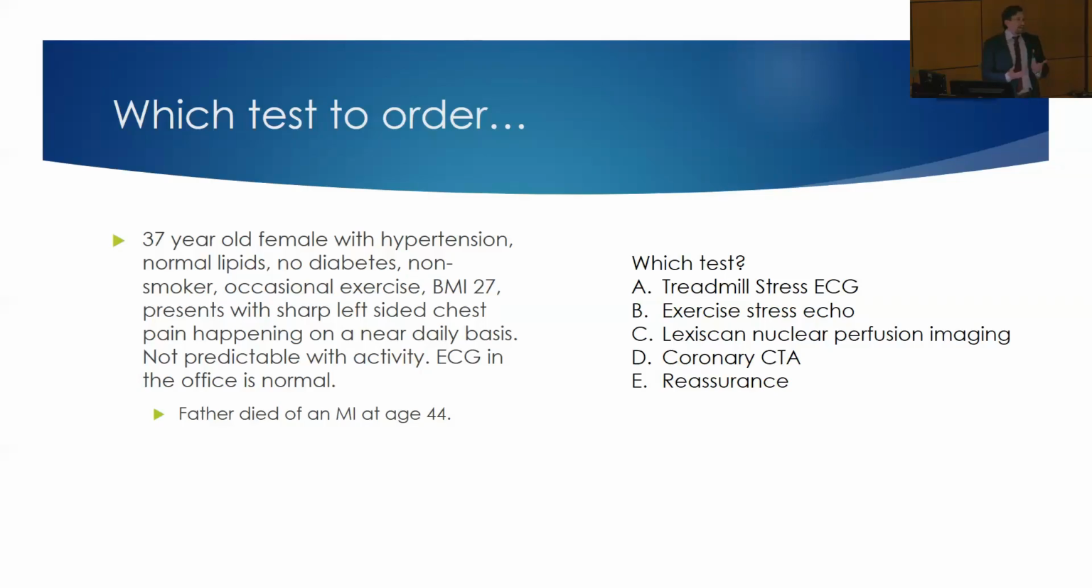We do an EKG in the office, completely normal, but she's concerned because her father died of an MI at age 44. So understandably, she's very concerned and she's having these symptoms. What's going on with this? So you could either do a treadmill stress ECG, an exercise stress echo, a Lexiscan nuclear perfusion study, coronary CT, or you can reassure her and say, okay, we'll just check your cholesterol next year.